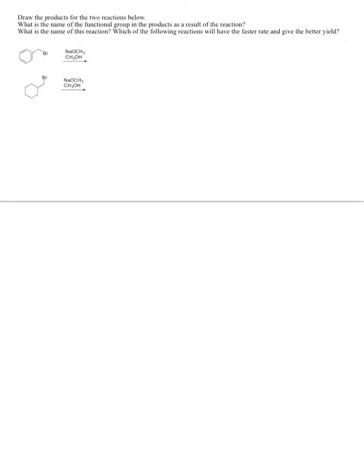Okay, now here we have: draw the products for the 2 reactions below. What is the name of the functional group in the products as a result of the reaction? What is the name of this reaction? Which of the following reactions will have the faster rate and give the better yield? Okay, so we have a benzyl bromide. That's how you classify that.